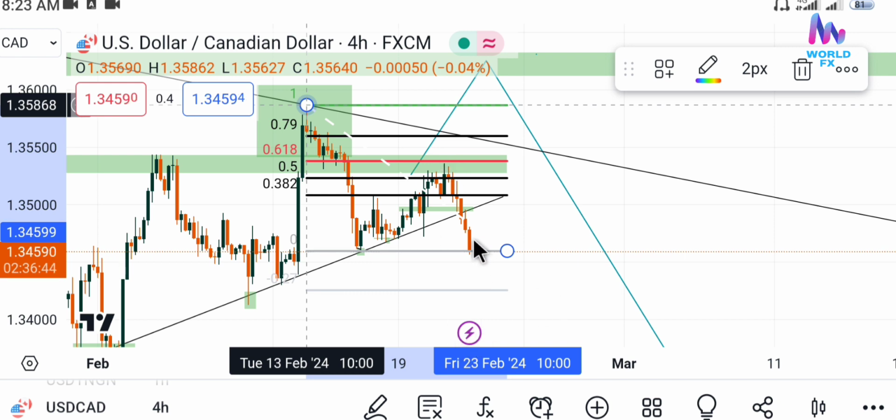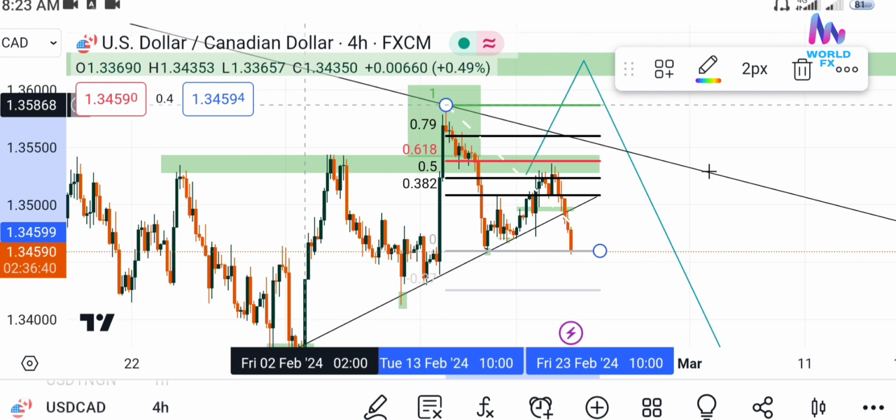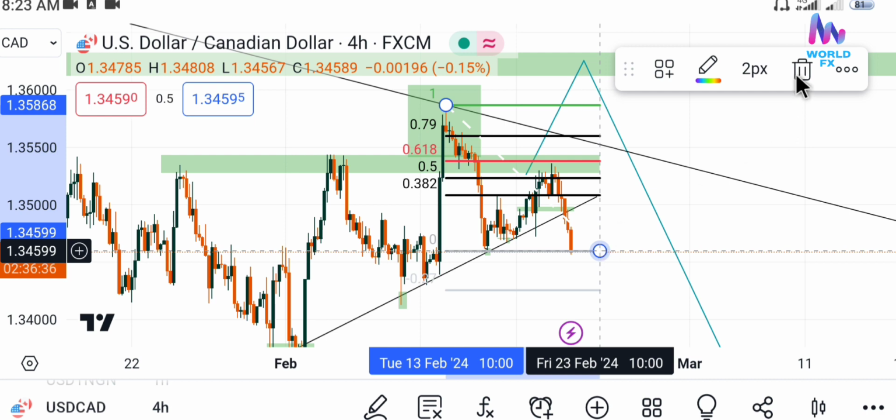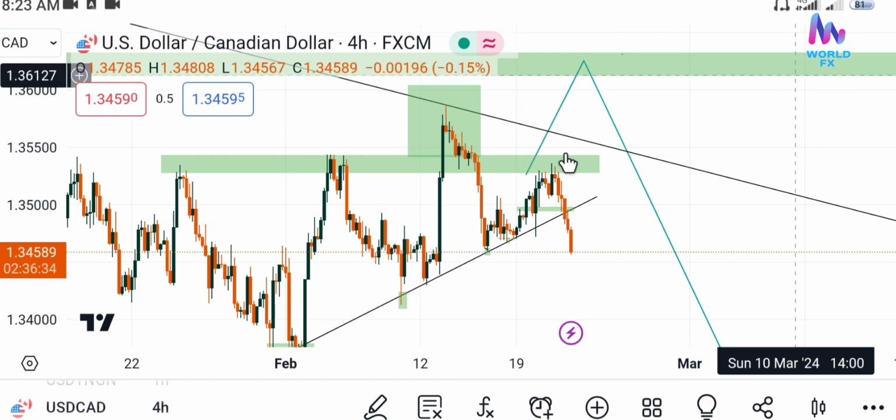So if we're actually looking for a drop from here, if we had this trend line already from the beginning, this trend line would have expected the market to sell from here, because this is a 61.8 retracement level. So we would have had a trade here to the downside, but still there's no problem.